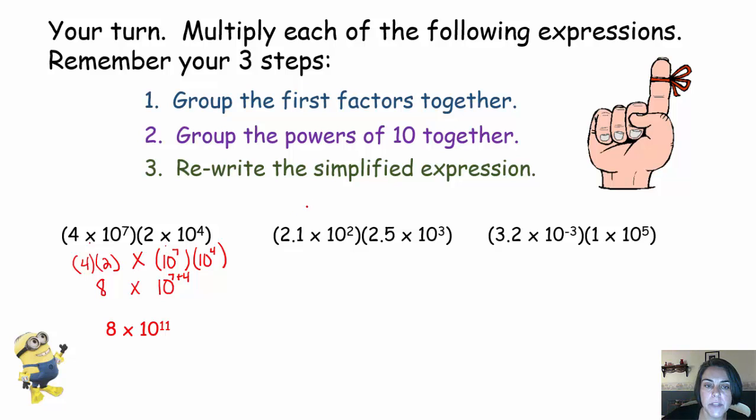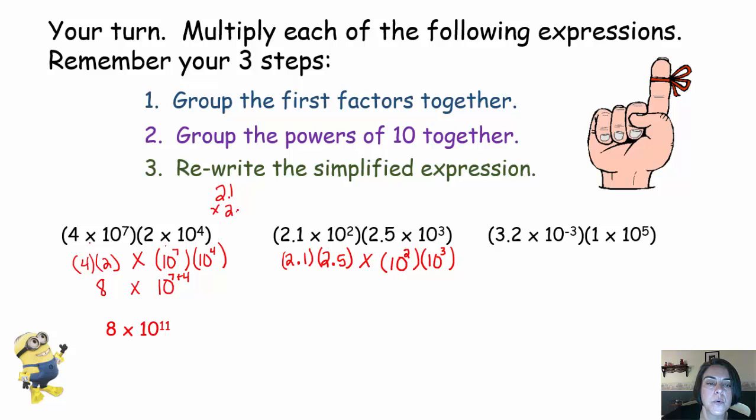In our second example, again, we'll group our first factors together. Don't worry that there's decimals involved. Don't let it worry you. Still the same process. 2.1 times 2.5. I keep this multiplication sign. Don't lose it. It's still scientific notation. Then I'm going to go ahead and group my tens together. 10 to the second times 10 to the third. Hopefully you have a calculator. I don't. So I need to go ahead and do long multiplication here. I'm going to write it up here.